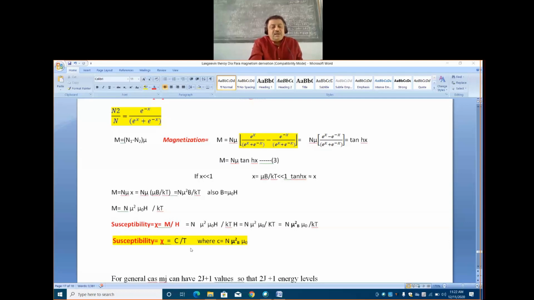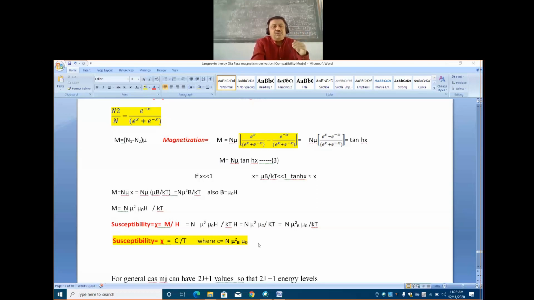Which shows that the substance has paramagnetic property, that is chi is positive and it is inversely dependent on temperature. So it is the property of paramagnetic materials. This is for a particular case when L is equal to 0, S is equal to half. Up to this, it is the quantum derivation, the quantum theory of paramagnetic substances.